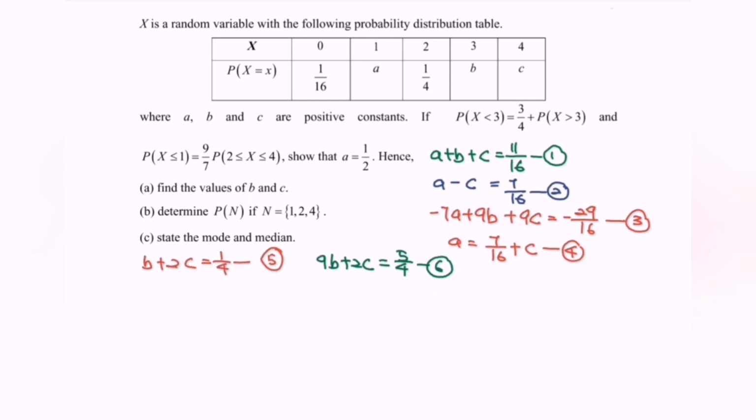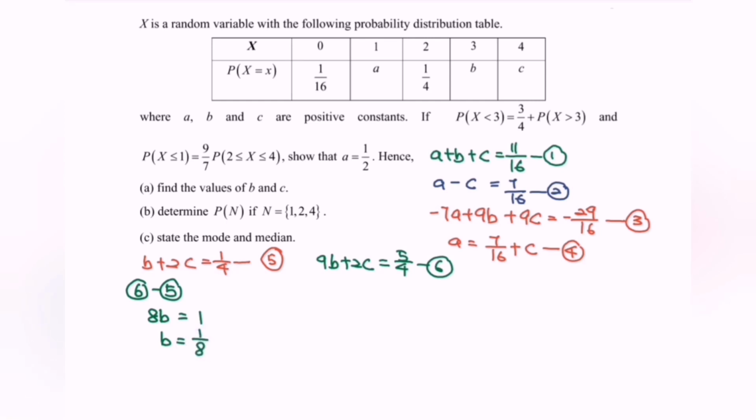So now we have the fifth and the sixth equation. Sixth minus the fifth one. So we have 9b minus b, we have 8b. 2c minus 2c, we will have 0. Then we will have 5 over 4 minus 1 over 4, and we will have 1. So b will be equal to 1 over 8.